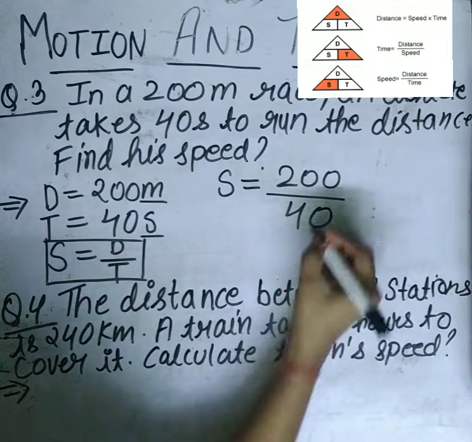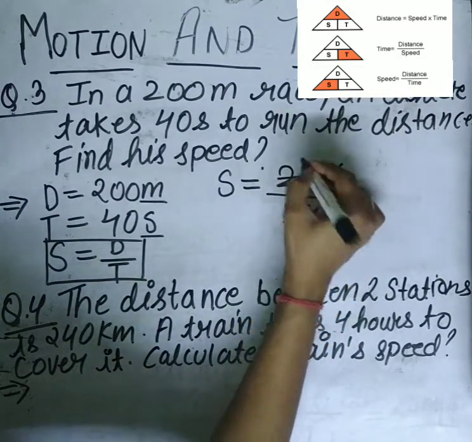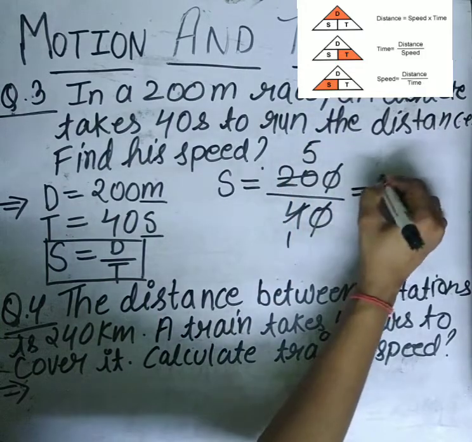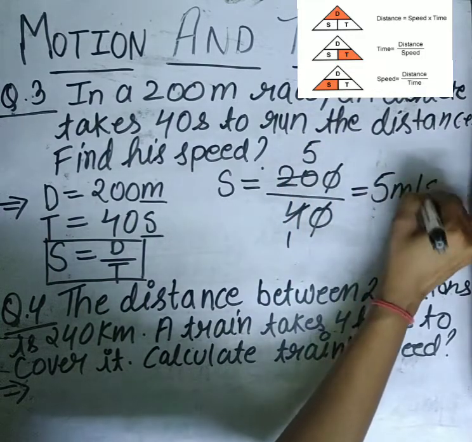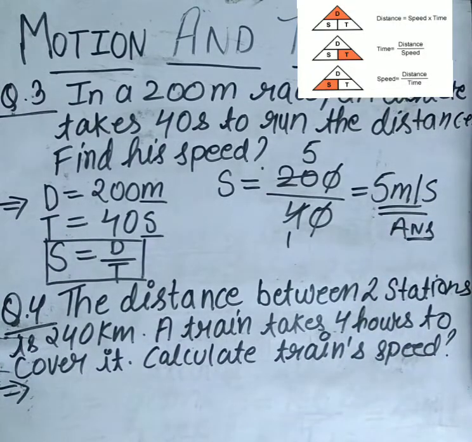Again a very simple calculation. 0 and 0 will get cancelled. 4 ones are 4 and 4 5s are 20. So this will give us 5 meter per second is the speed of our athlete. He was running with 5 meter per second speed. Now let's see the next one.